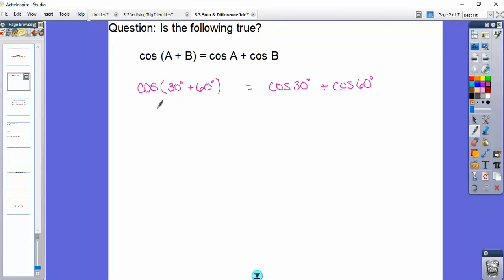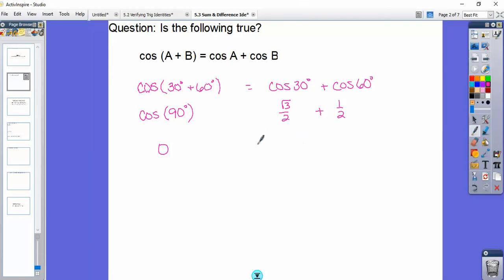So what I'm going to do is work both of these sides. On the left, you could do 30 plus 60, and we get 90. Using your hand trick, fold in your pinky. It's the square root of the bottom over 2, so square root of 0 over 2. Cosine of 90 is 0. On the right, cosine of 30. If you fold in your index finger, cosine of 30 would be radical 3 over 2, plus cosine of 60. Fold in your ring finger, cosine of 60 is 1/2.